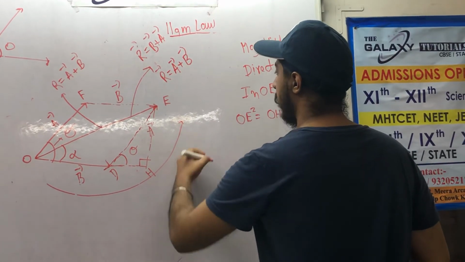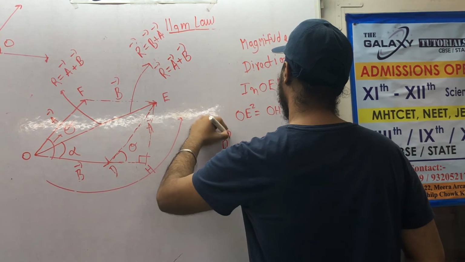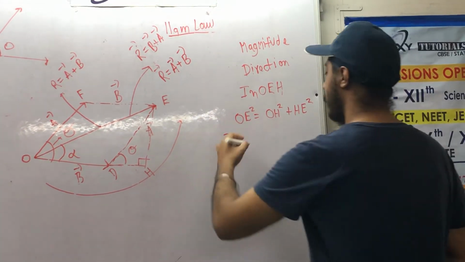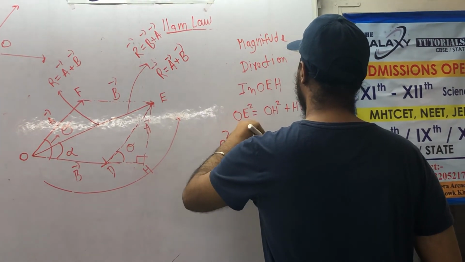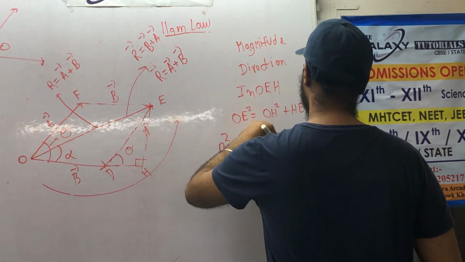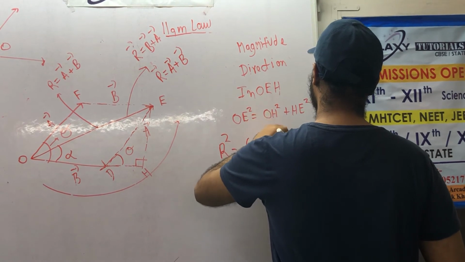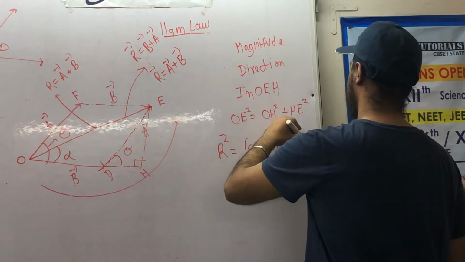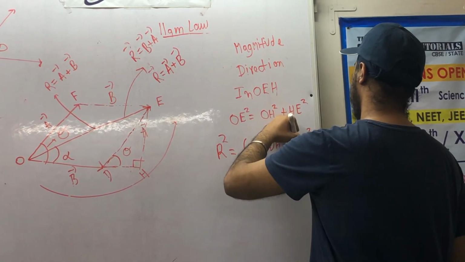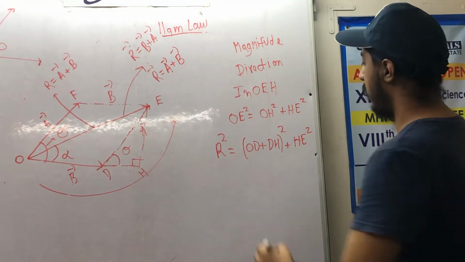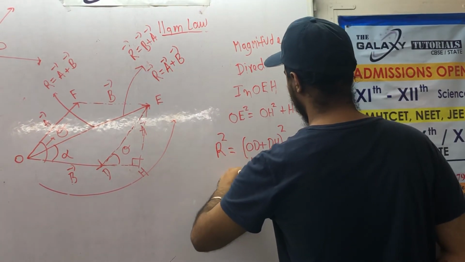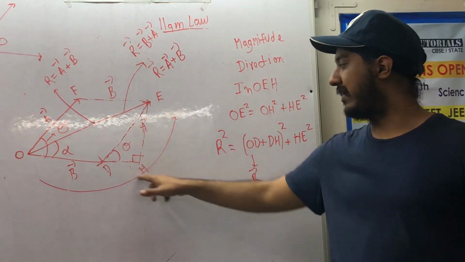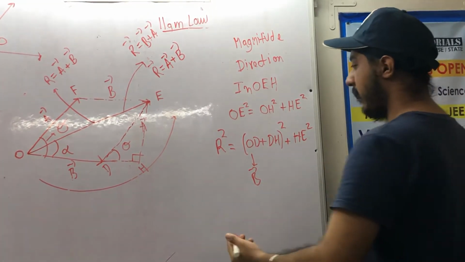So OE square is equal to r square. What will be the value of OH? OH you can write as OD plus DH, whole square, plus HE square. I will write it the same. Now you all know what OD is. OD is equal to vector B. Now we have to find the value of DH. DH we don't know, so we will find it by trigonometry.